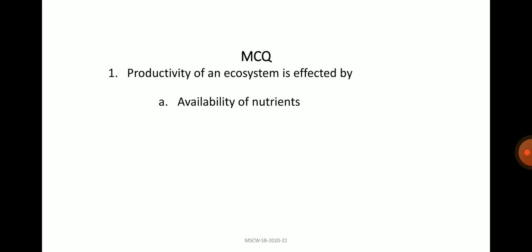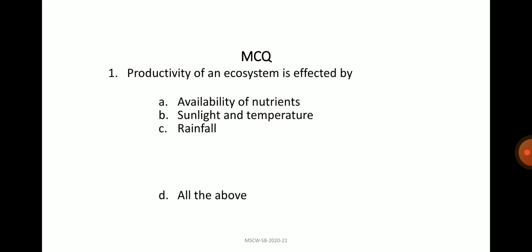Now let me tell you one more important thing. For the final year examination, MCQs will be asked. Some of the MCQs belonging to this particular topic are: the first question, productivity of an ecosystem is affected by the options being A, availability of nutrients, B, sunlight and temperature, C, rainfall, D, all the above. So the answer will be D, all the above. That is, the productivity of an ecosystem is affected by availability of nutrients, sunlight and temperature, rainfall.